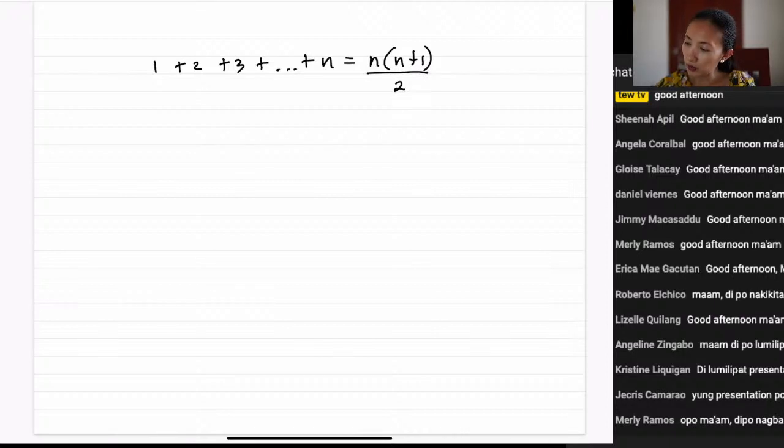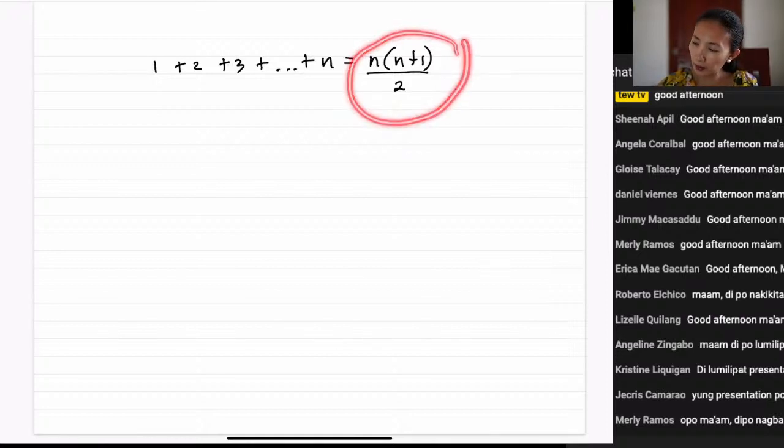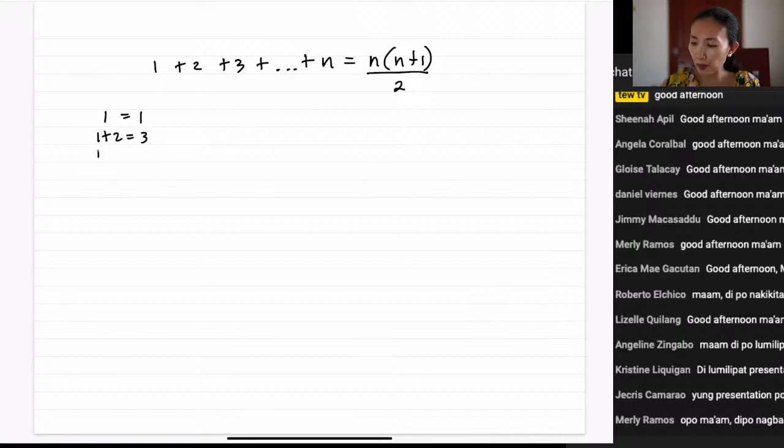Just a bit of review, you know how to obtain this. Okay? So as fast as we could, para ma-refresh lang kayo. If we have 1, the sum is 1. If we have the first 2 terms, 1 plus 2 equal to 3. The first 3 terms, 1 plus 2 plus 3 is equal to 6. The first 4 terms, 1 plus 2 plus 3 plus 4 is equal to 10.